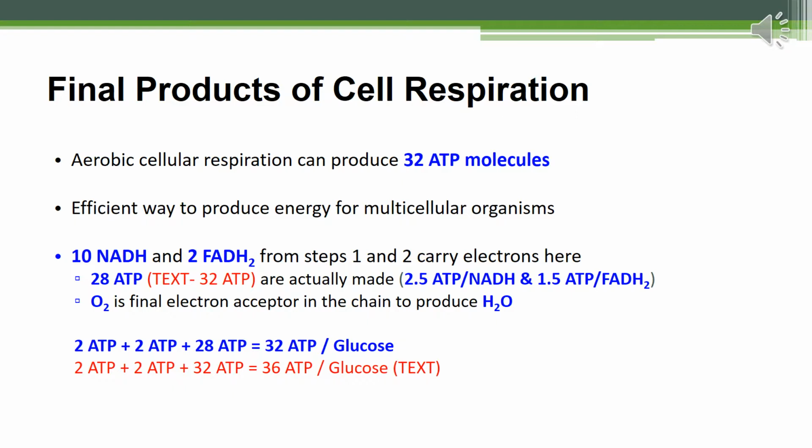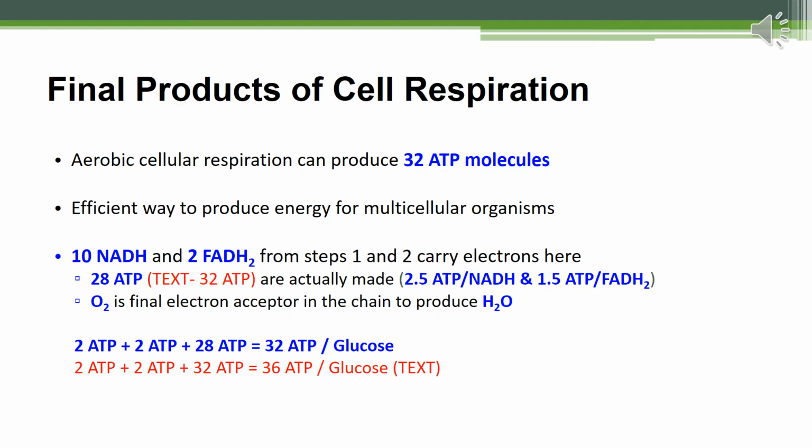So this slide's essentially a repeat of another slide from another set of slides. And here we just had the final products of cellular respiration. And this is just a really good way to memorize the products created from each part of cellular respiration.